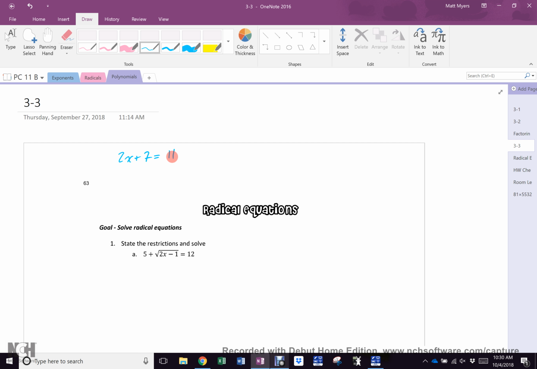Yes. You would move that 7 over there and have 2x equals 11 minus 7. 2x equals 4. X equals 2. Everybody's cool, yeah? Okay, how do I solve this one? X squared equals 9. I have to square root both sides, and then x will get me 3.